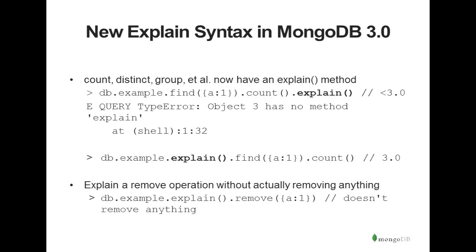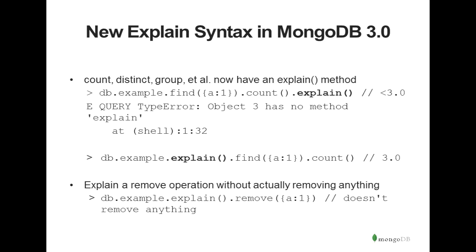So let's talk about the new explain syntax in 3.0. For those of you who are used to doing explain plans in 2.6, there were some limitations that caused a little bit of friction. So the nice thing about the new explain plan is that you can now run explain on things that you couldn't explain before, like count and distinct, etc. If you tried to run those in versions prior to 3.0, you would get an error because there's no explain method for the count method. So you couldn't say db.collectionname.whatever.count.explain. That would not work.